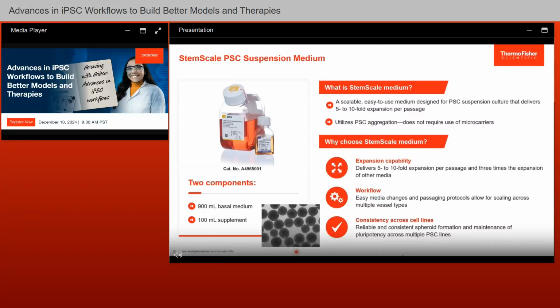And beyond the expansion capabilities themselves, the workflows associated with this media, whether that be media changes or passaging, are simple, straightforward, and for the most part amenable to multiple different vessel formats and scales or different automation platforms as well. And this is true across multiple different cell lines that we've tested.